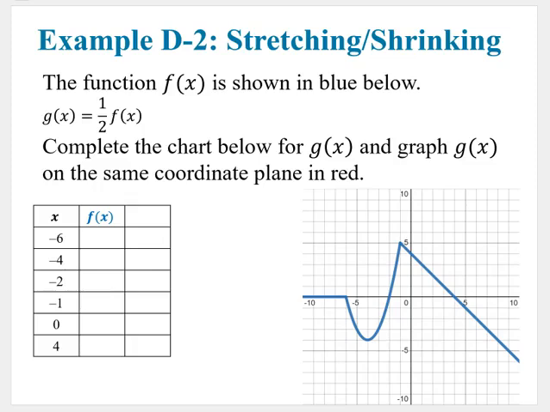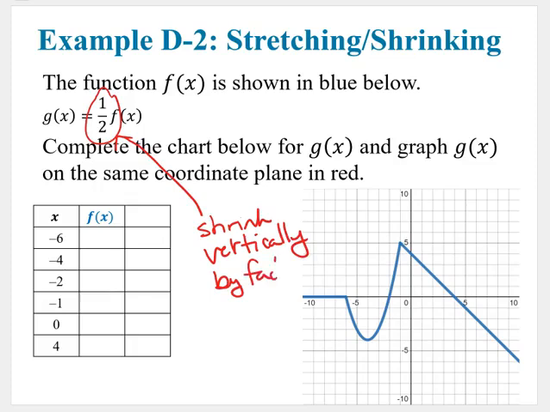Okay, so if we had this graph, and we wanted to do 1/2 times f of x. Because that 1/2 is a number between 0 and 1, it's going to be a shrink. So we're going to shrink vertically by a factor of 1/2. So we're going to make it half as tall, so it's going to get shorter.